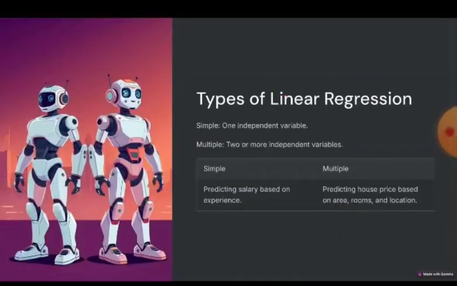Here are the types of linear regression. There are two main types of linear regression. First one is simple and another one is multiple linear regression. Simple linear regression uses one independent variable, for instance predicting salary based on years of experience. Multiple linear regression includes several independent variables, such as predicting house prices based on area, number of rooms and location. Why might it be advantageous to use multiple predictors in a real world scenario?